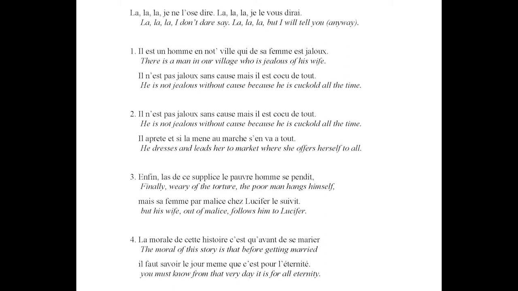The tenor has the 4th verse, returning to a fast tempo. The moral of the story is that before getting married, you must know from that very day it is for all eternity. You'll see a score of each verse as it is being sung. The score having the original notation on the first line of music and the ornamental passages on the second line directly below.